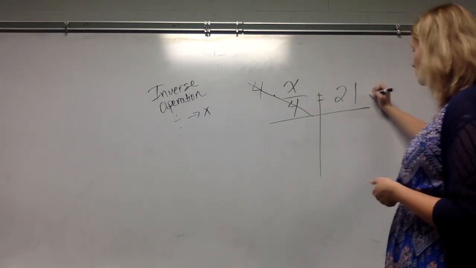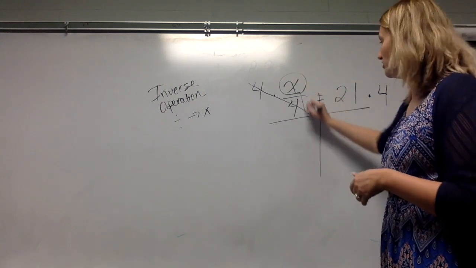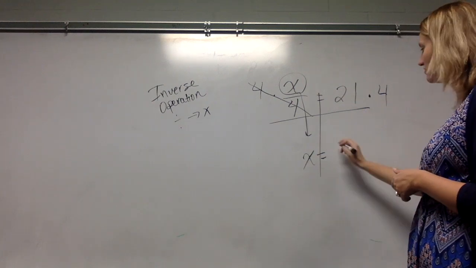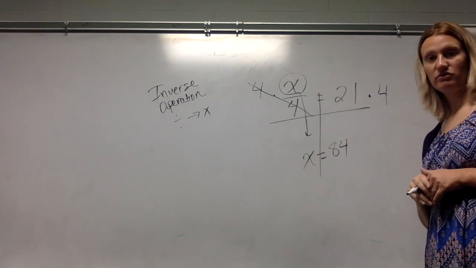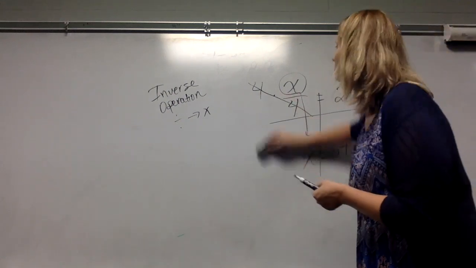Now, I need to make sure that I balance my scale and multiply by 4 on this side. I'm left with just the variable, which is what I wanted, which is just x. 21 times 4 is 84. So x is equal to 84. And again, make sure to check your answer.